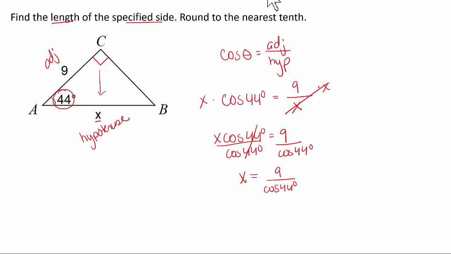And I can actually just type this whole thing into my calculator. You do need to make sure that your calculator is in degree mode because we are in degrees, and then radians we'll talk about in the future. But you need to make sure that your calculator is in degree mode. And then you can just type in 9 divided by cosine of 44 degrees. And since we're rounding to the nearest tenth, you should get 12.5. Okay, so try that with your calculator and make sure that you can get 12.5.